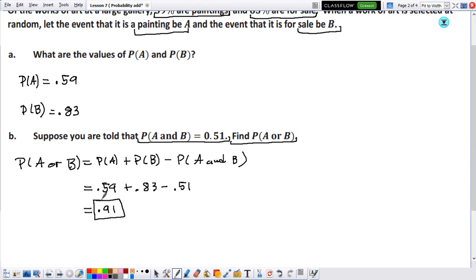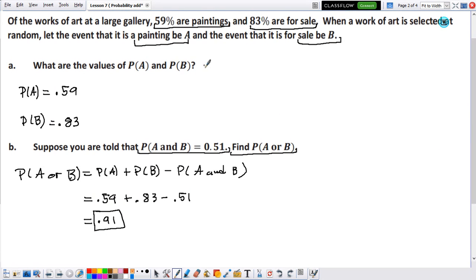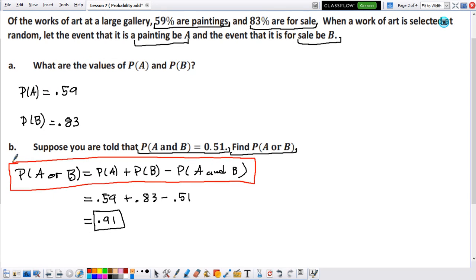Now, what this means is that the probability for you to be chosen either a painting or something for sale is going to be equal to 0.91. Again, you see how crucial this formula is? We're going to be talking about or. You should start thinking about this formula. If you want to find the events that involve the word or, we got to start thinking about this formula: the probability of the first plus the probability of the second minus the probability of their intersection.